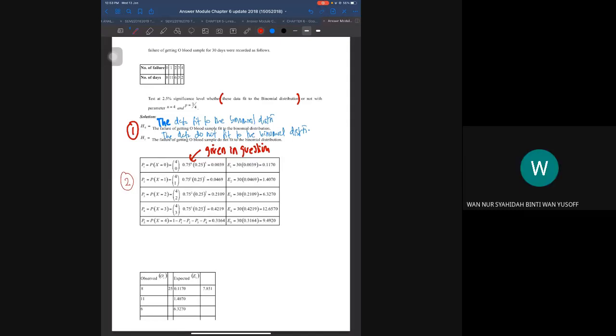The E is similar to the categorical data, it is n p_i. So p_i is already given, so you just multiply with your n. In this case, we have 30 as our n, 30 days here, or you can calculate the summation of O. So you have this E, n times p_i. So you will have this E. Okay, after that, what do we need to do?